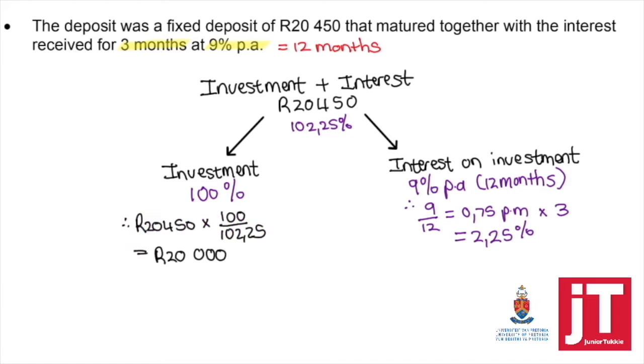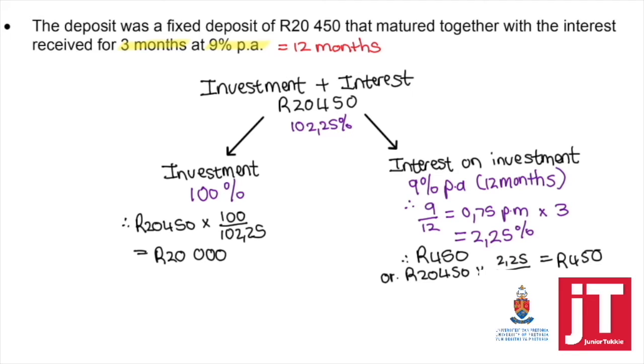So now it's all about what is it that I want to calculate over what is the information given to me. So if I start with the investment, 20,450 times 100 over 102.25 equals 20,000. So the investment amount was 20,000. So the interest is going to be 20,450 minus the 20,000. Or you could have said 20,450 times 2.25 over 102.25, and that equals 450.